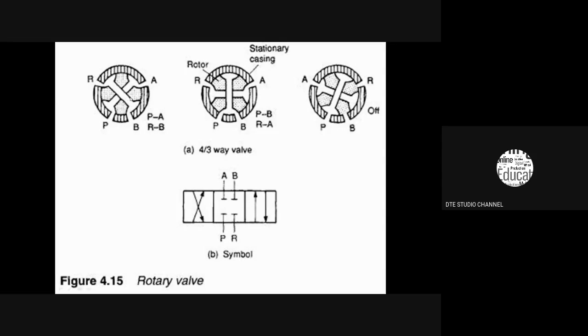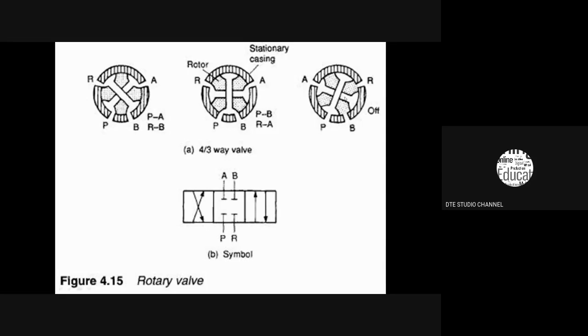Now, the rotor is slightly rotated. Whenever it is slightly rotated, now P is connected to B and A is connected to R. Fluid flows from P to B. It enters one end of the cylinder again. The fluid present at the other end of the piston in the same stroke returns from A to R. Since R is connected to the reservoir, it flows back. Oil flows back through port R. This represents the second position.